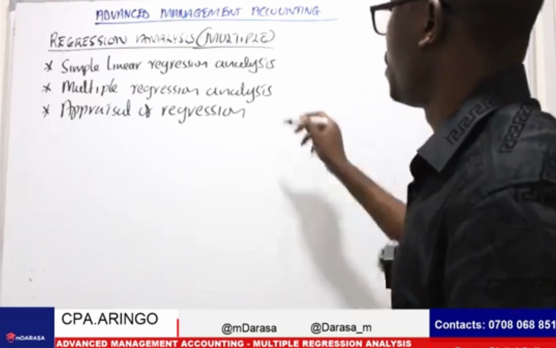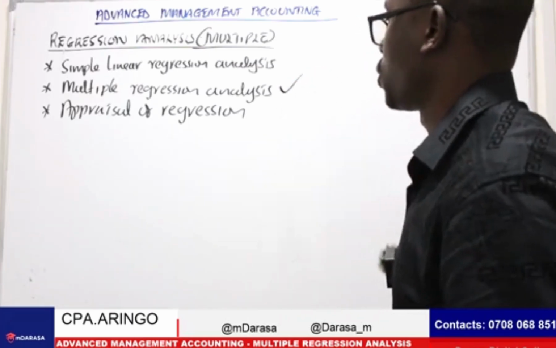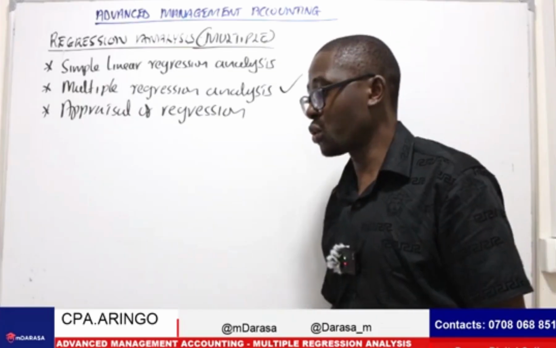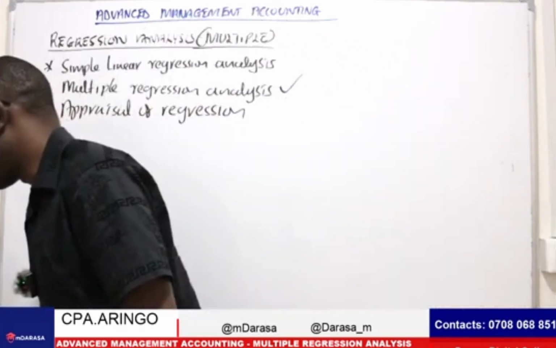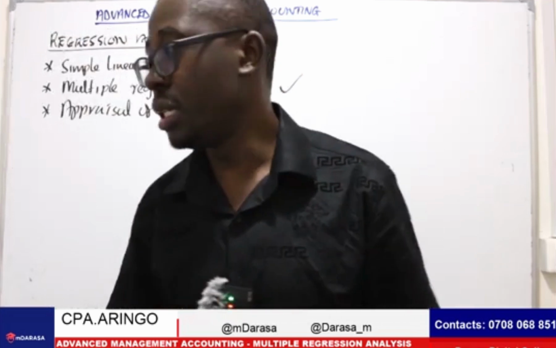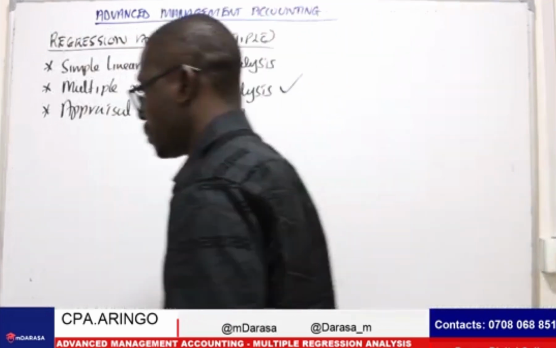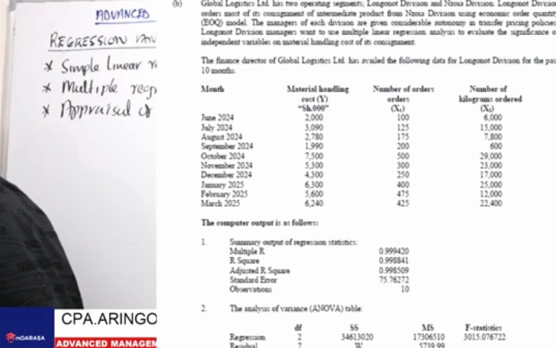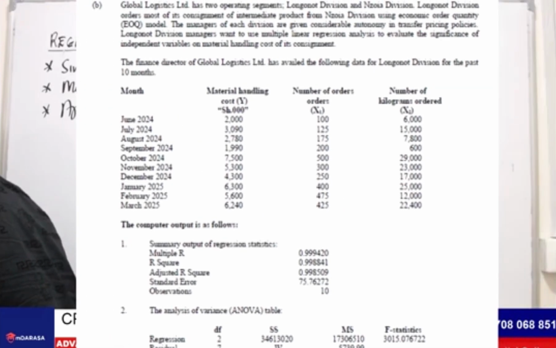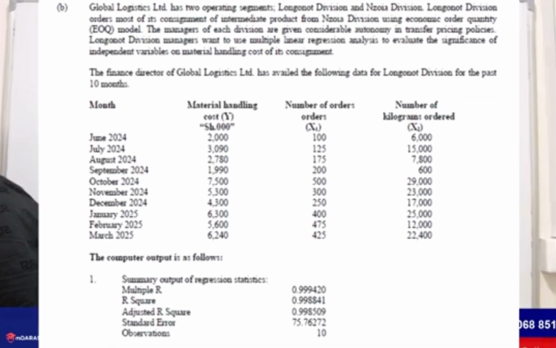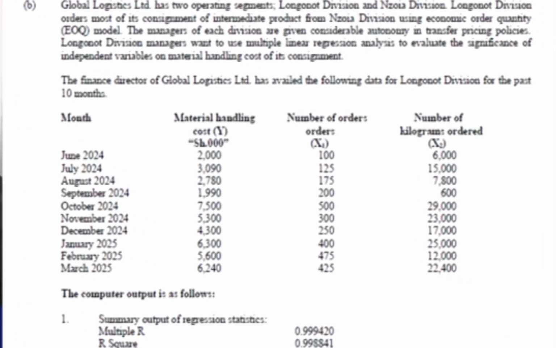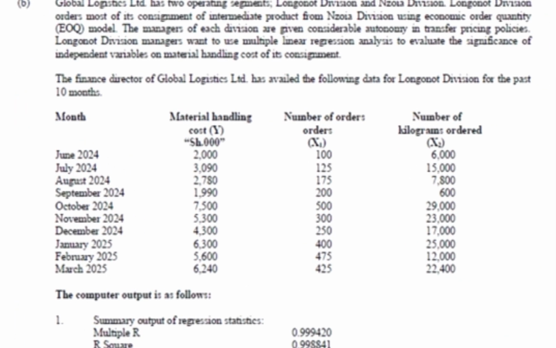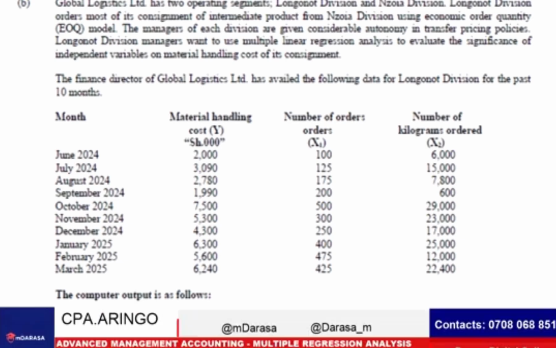Our focus today mainly will be on multiple regression analysis, and I want us to look at a question which was tested in April 2025, question number 4B. This is the last sitting question. I've just shared it on my screen, and I believe it's very visible. So let us go through this question together and see what will be required.